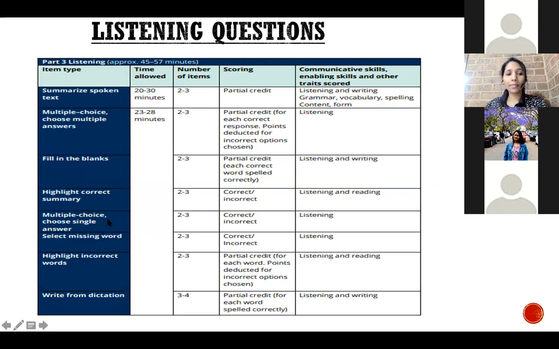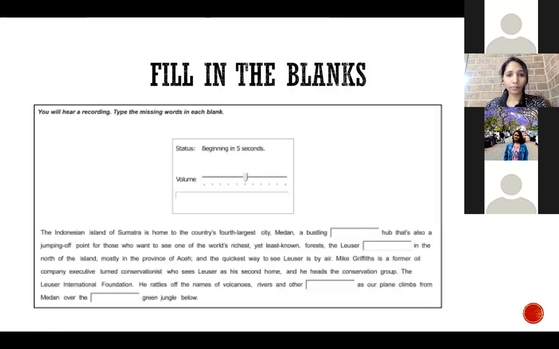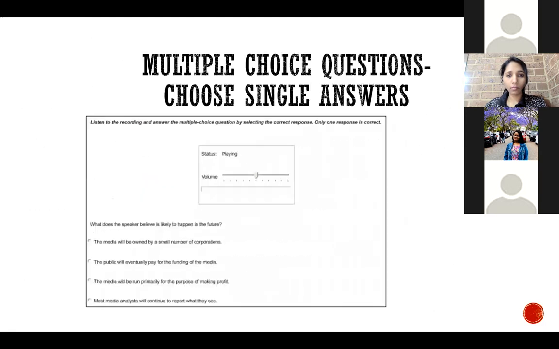The next question type is multiple choice, single answer. So what happens here? You will be listening to an audio. An audio is being played and you're given options in the form of bullet points. So you'll have to choose the right answer. Every time you choose the right answer, you get 1 point, and there is only one correct answer. There's a high probability that it's the third option. You'll have two or three of these questions. If you get two questions, 2 points, three questions, then 3 points.